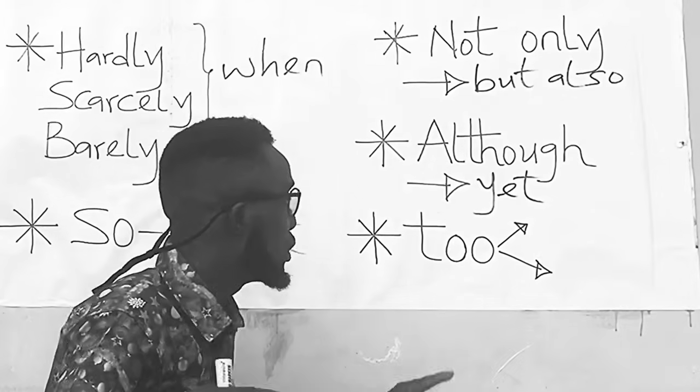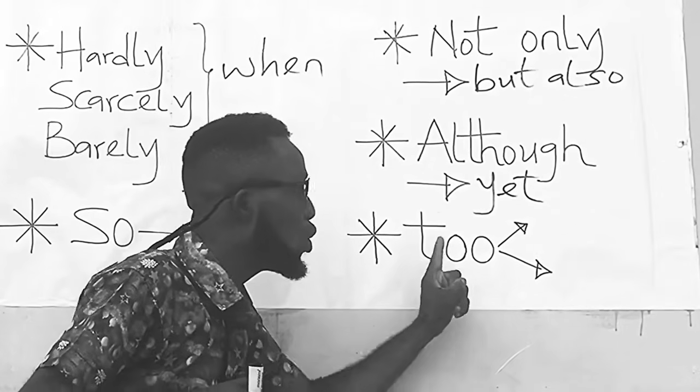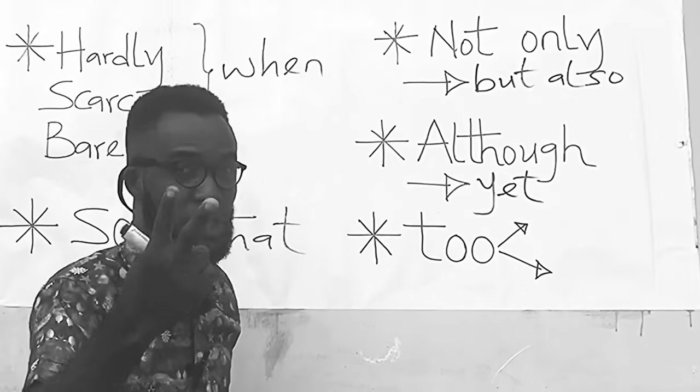Lastly, the word to, spelled as T-O-O, collocates with two things.